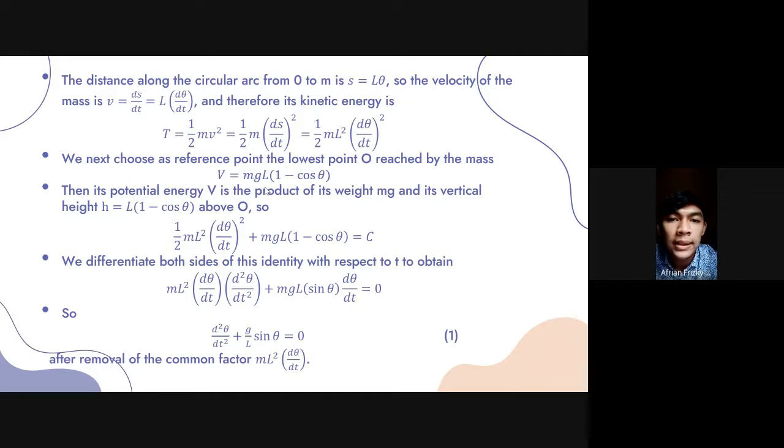And then we differentiate both sides of this identity with respect to t. We obtain m L squared (d theta/dt)(d squared theta/dt squared) plus m g L sine theta (d theta/dt) equal to 0. After removing the common factor m L squared d theta/dt, we get d squared theta/dt squared plus g over L sine theta equal to 0.